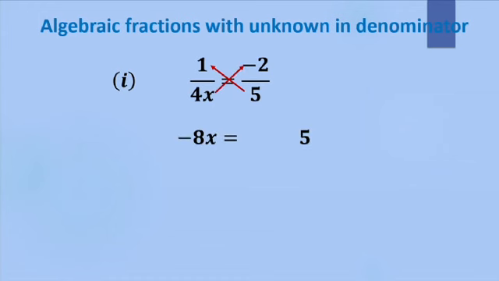Now we move on to the last part, which is algebraic fractions with unknown in our denominator. So our unknown is x here, and it is found in the denominator. So we use the same method of cross multiplication to get minus 8x equal to 5. We multiply by its multiplicative inverse, and we obtain x equal to minus 5 over 8.